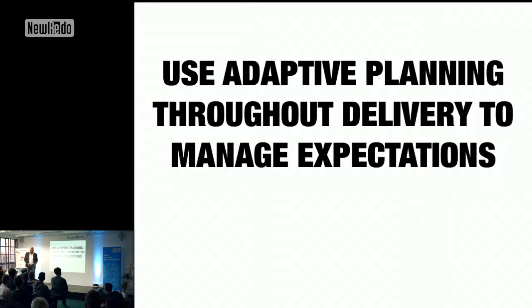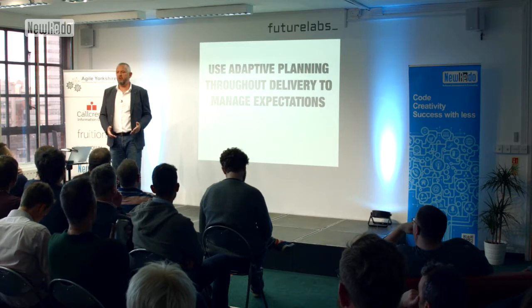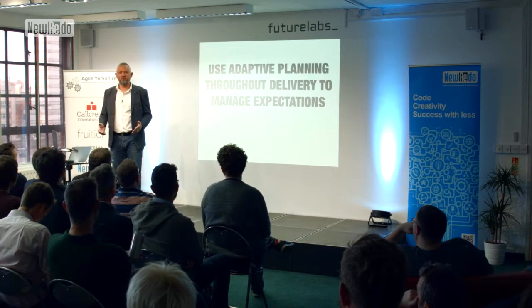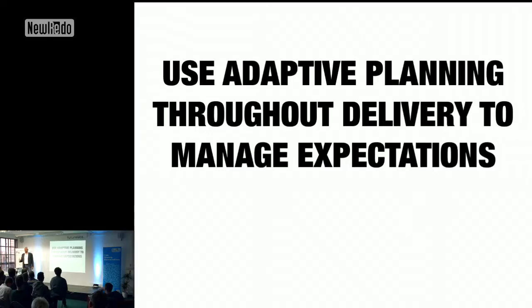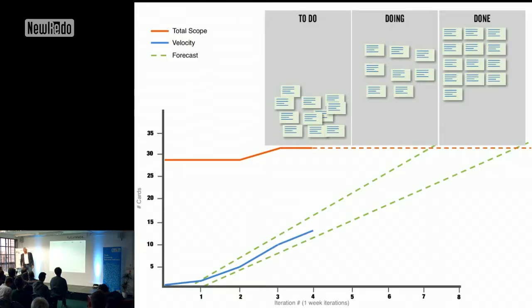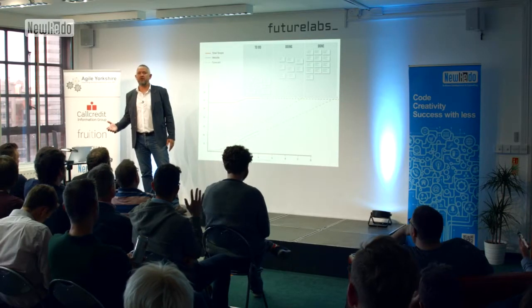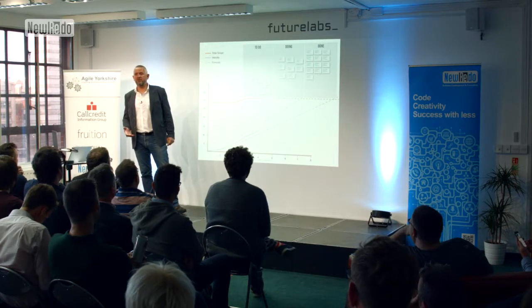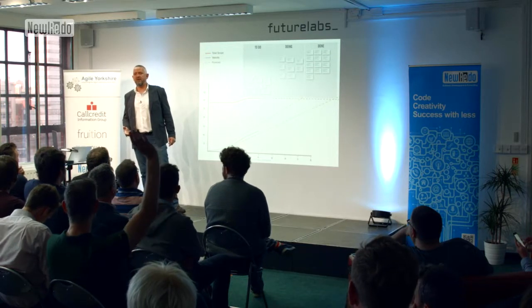Once you get into delivery, this is where we start to use adaptive planning. Does anybody here do adaptive planning? Anyone heard of that? Probably heard of it, yeah. It's to manage expectations as you go through. The simple tool that I use for this is just a burn-up chart. Is anybody here using burn-up charts? Anyone using burn-down charts? Okay. Anyone not using either of them? Right, okay. We'll do a quick overview of this.